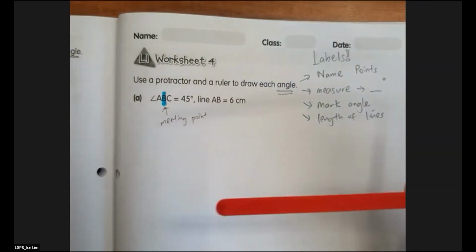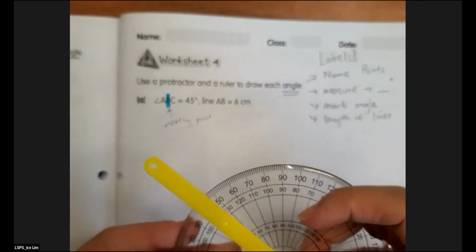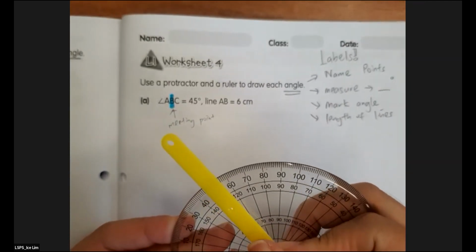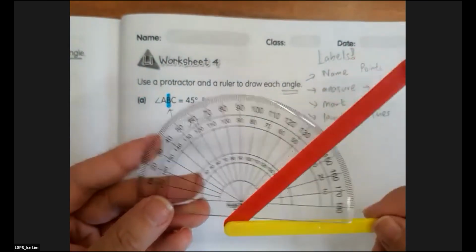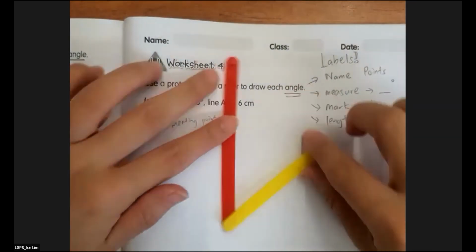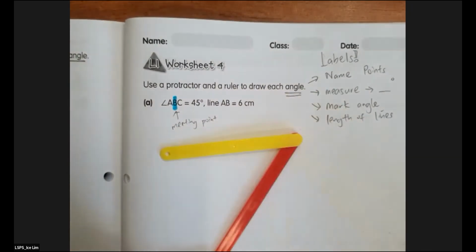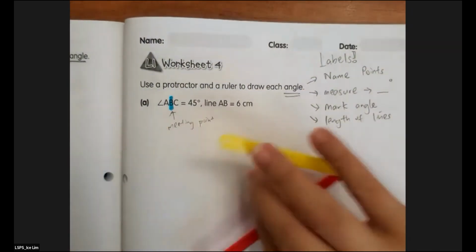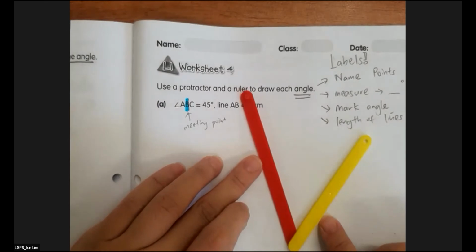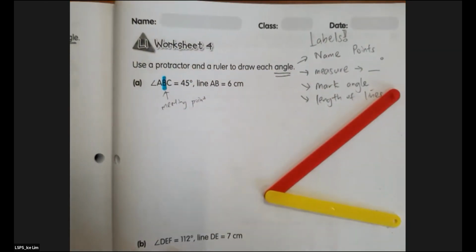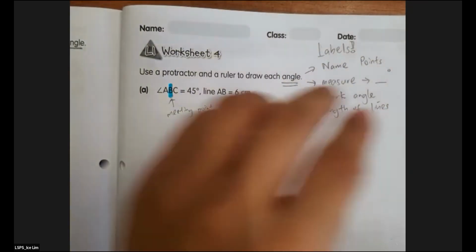So 45 degrees, if you use these legs, will look like this, or like this. You can draw it like this, or like this, also can. Okay, it's just that you need to make sure you label correctly. If I draw it this way, I can also draw it that way, but the most important thing is I must have enough space to draw 6 centimeters for line AB. So let me go with line AB first.